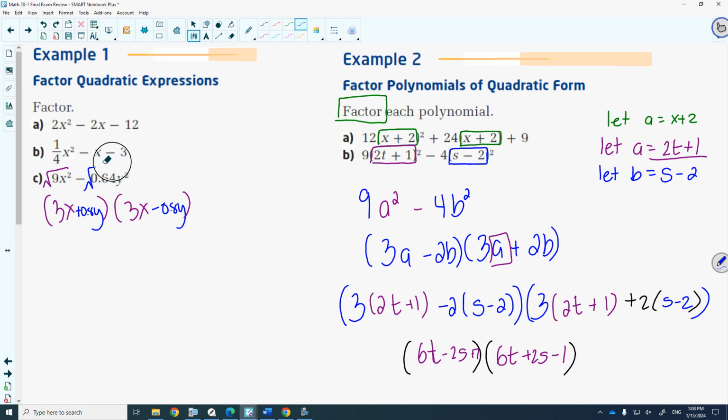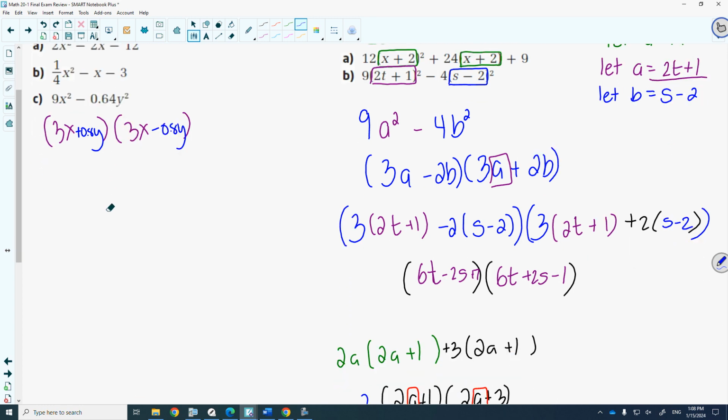Do you remember how to do fractions? So this was C. Let's do B really quickly. 1 over 4 x squared minus x minus 3. What am I factoring out? What's my GCF?